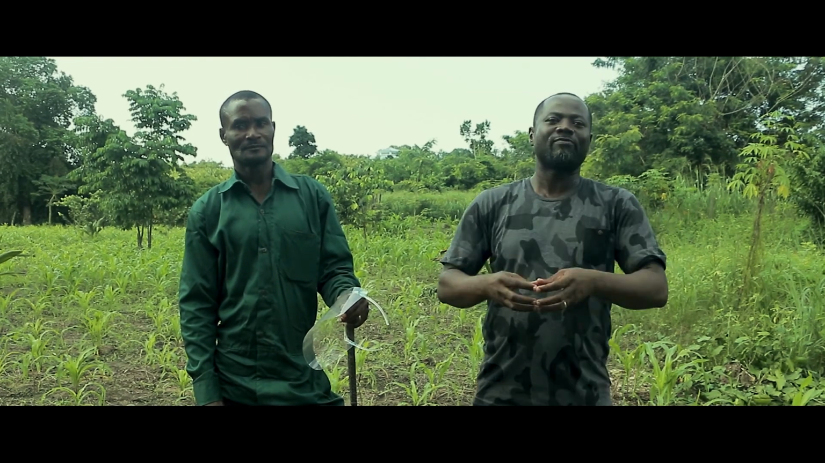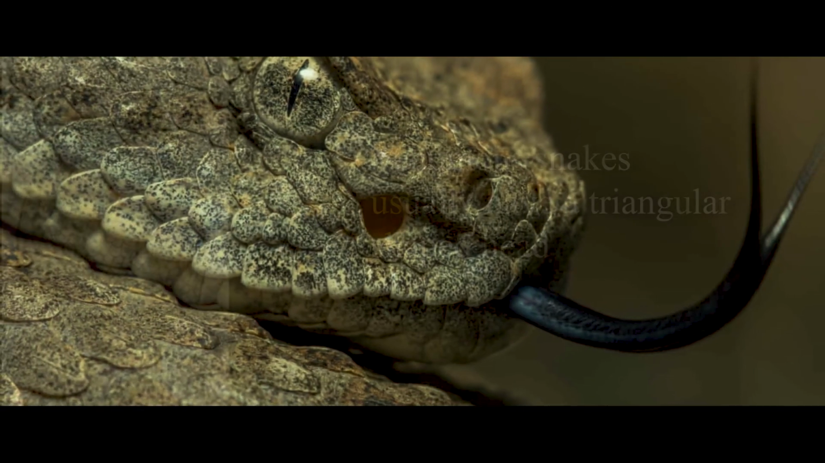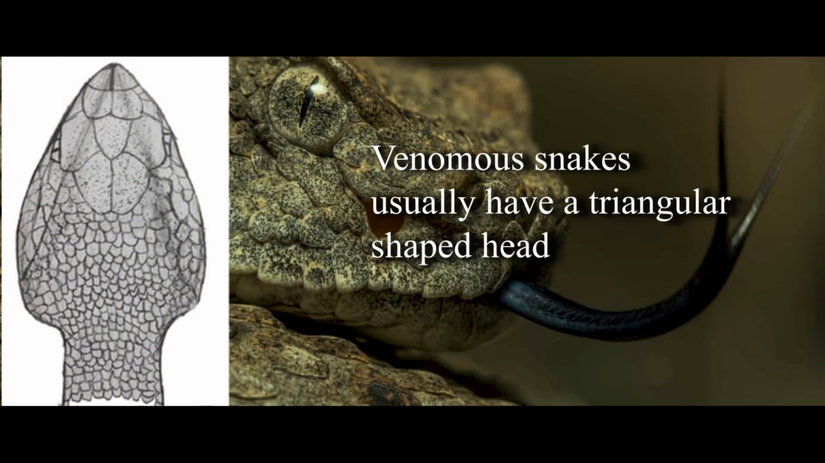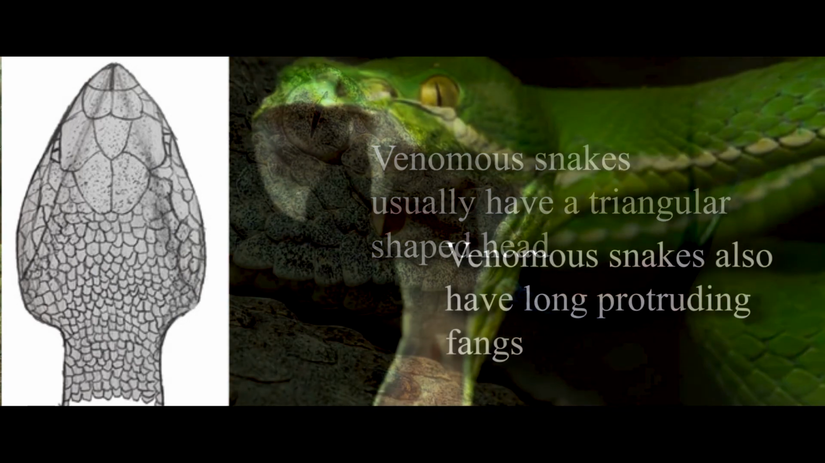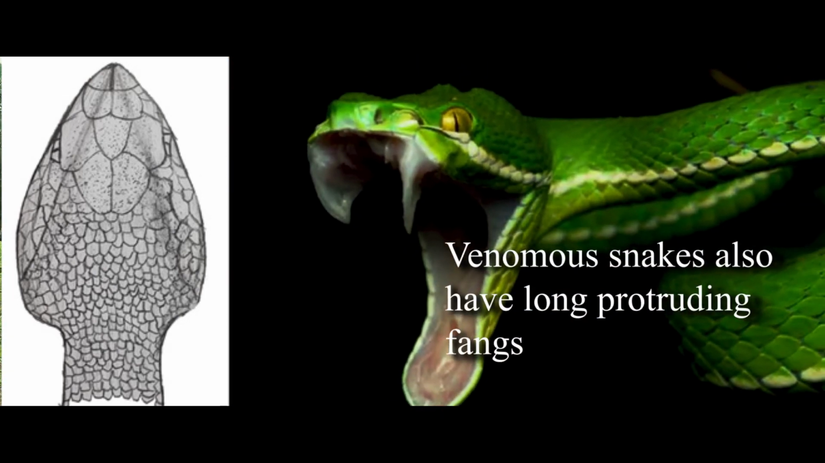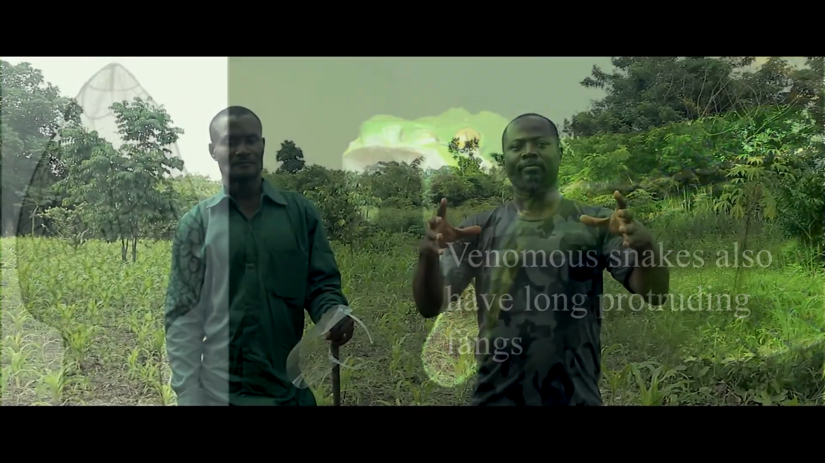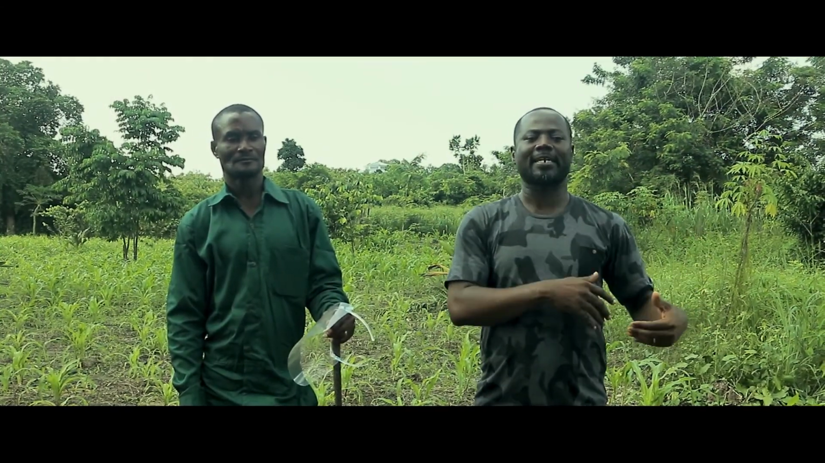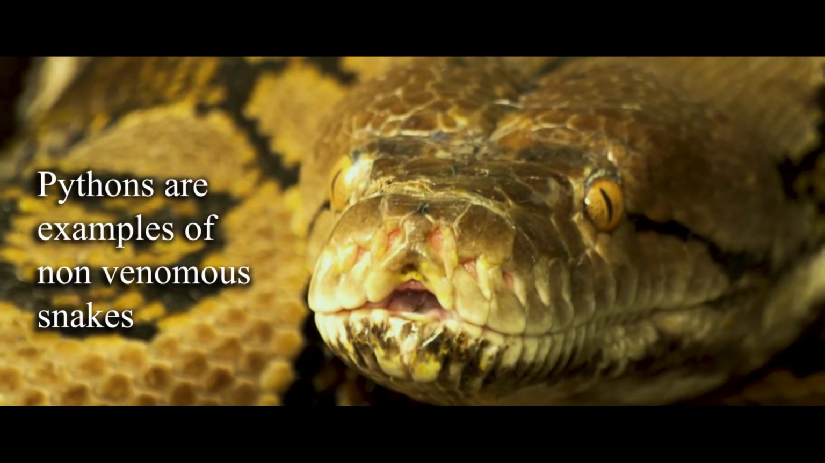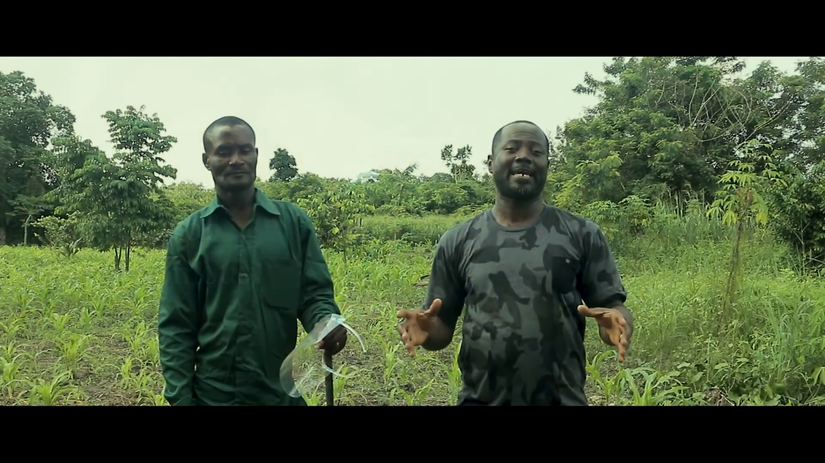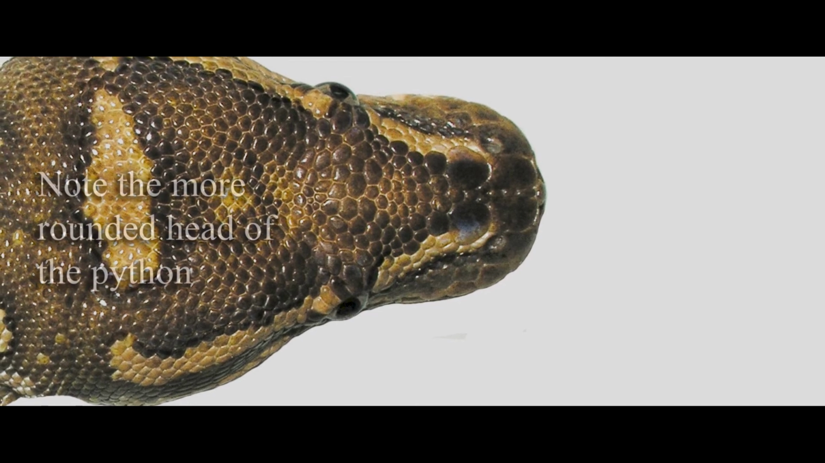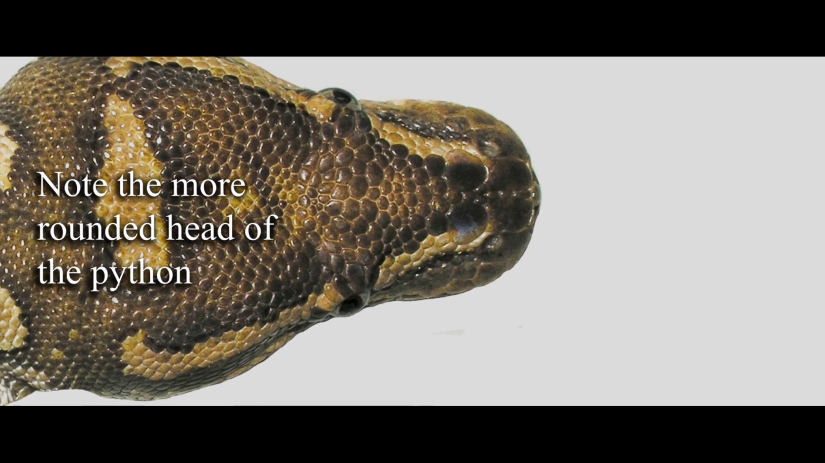Now, for you to identify a venomous snake, this is what you do. You check through the head. If it's a venomous snake, you will see a triangular headed prism shape. But if it's a non-venomous snake, you are seeing something like a rounded head. So these are the two differences if you want to tell a snake which is venomous from one which is not venomous.